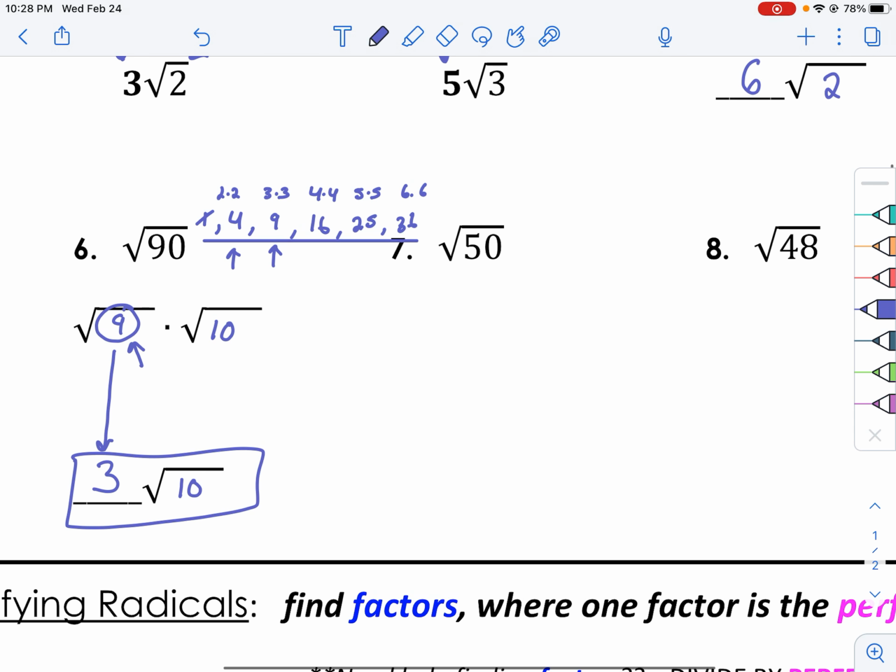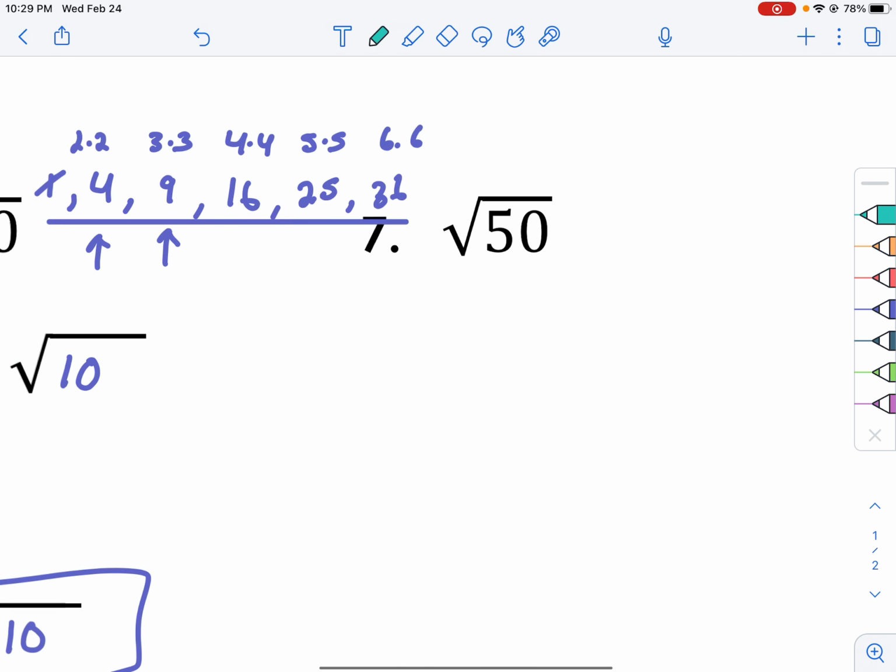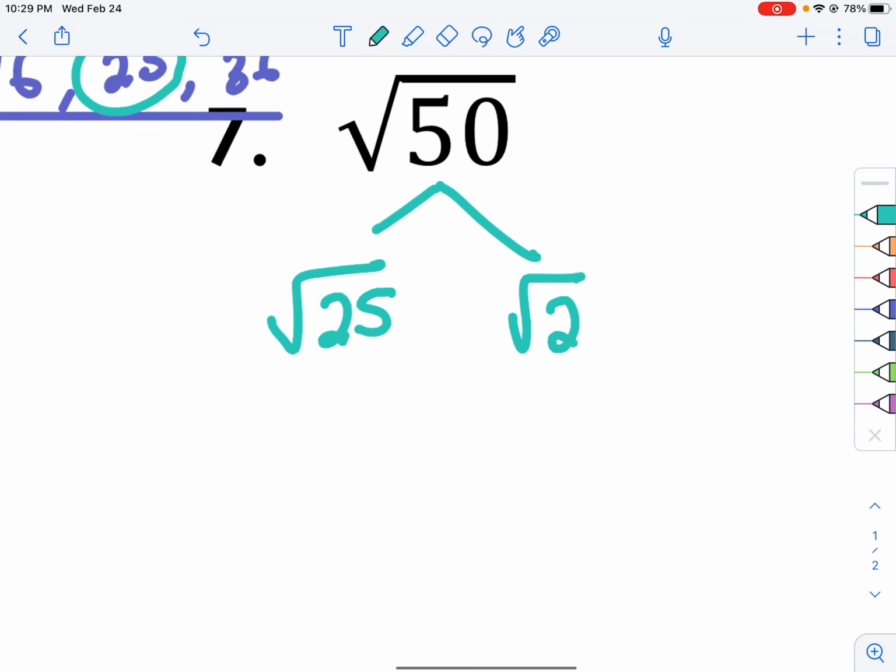All right? Number 7, square root of 50. I'm trying to find a perfect square that goes in there. Hopefully you're looking at the list to the left right here and you see that, oh, 25. 25 does indeed divide 50. If we divide 50 by 25, you would get 2.